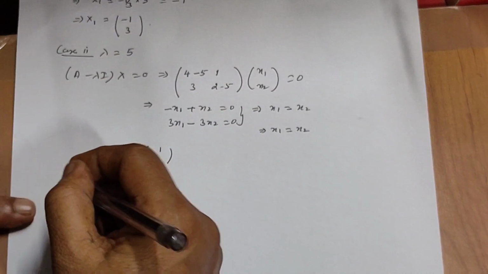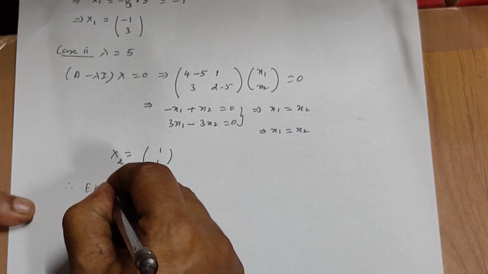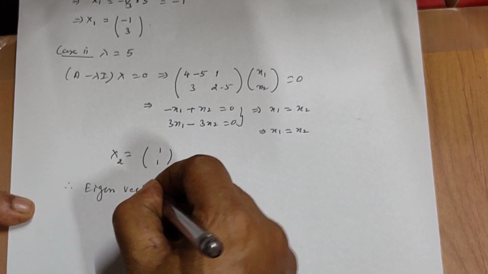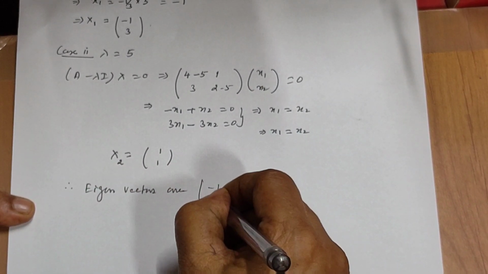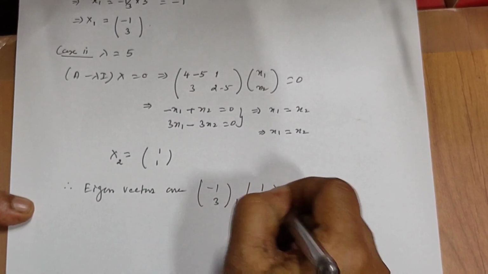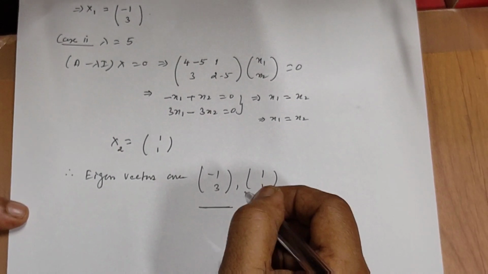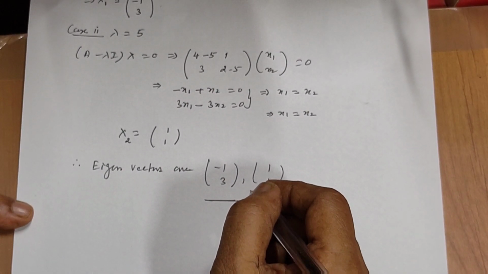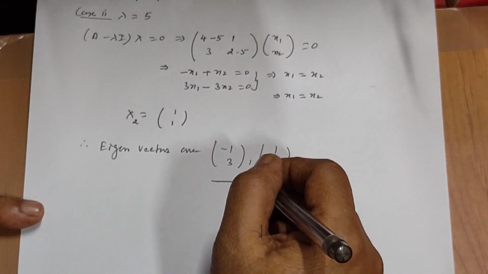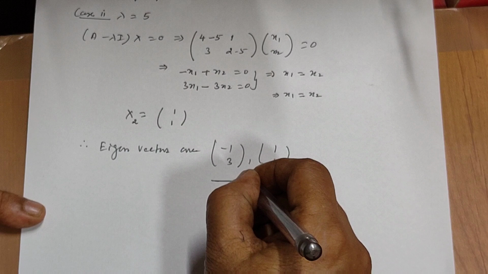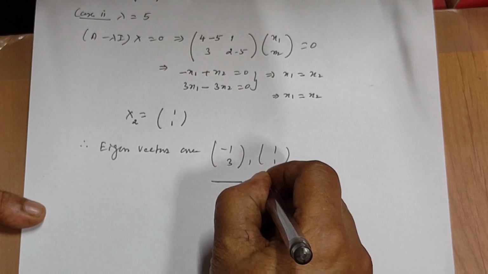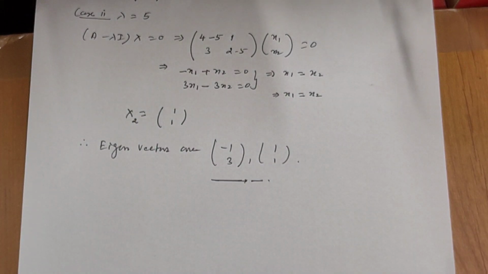Therefore, you can conclude that the eigenvectors are (minus 1, 3) and (1, 1). That's it. Keeping this in mind, we can extend this to any 3 by 3 matrices. For right now, let's stop with this. And in my next video, I'll tell you how to find the values for a 3 by 3 matrix.